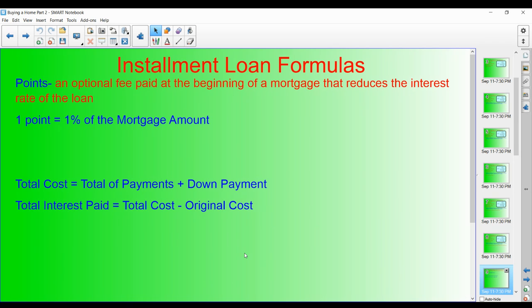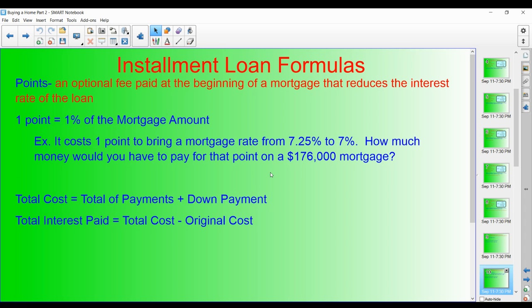Now, one of the options you have is you can buy points. What a point is: if I pay 1% of the mortgage amount, they will reduce the rate. So they may say if you pay them 1 point, the bank will reduce the rate from 7.25% to 7%, a quarter of a percent, which is really good. So in order to buy that point, you'd need to pay 1% of 176,000, or you'd need to give the bank an extra $1,760. Now that's a lot of money up front, but it's going to save you thousands of dollars in the long run. So buying points is a great option if you can afford it now.